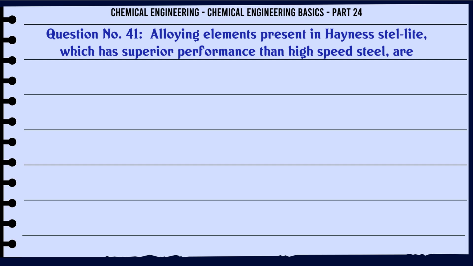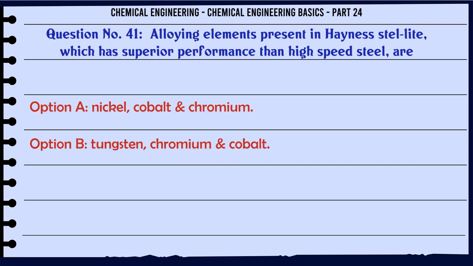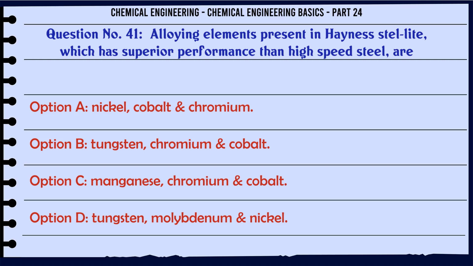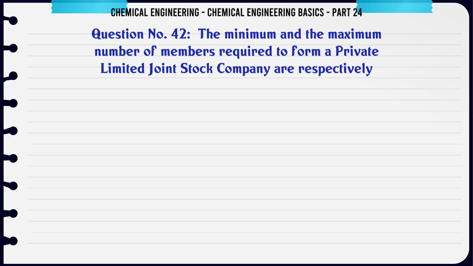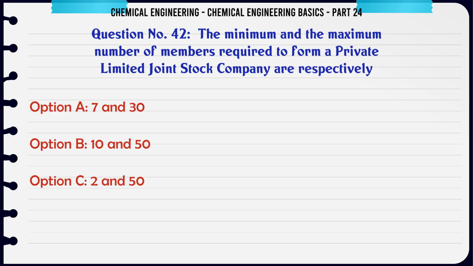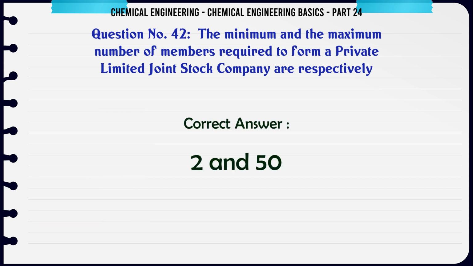Alloying elements present in Haynes stellite which has superior performance than high-speed steel are A. Nickel cobalt chromium. B. Tungsten chromium cobalt. C. Manganese chromium cobalt. D. Tungsten molybdenum nickel. The correct answer is tungsten chromium cobalt. The minimum and the maximum number of members required to form a private limited joint stock company are respectively A. 7 and 30. B. 10 and 50. C. 2 and 50. D. 13 and 55. The correct answer is 2 and 50.